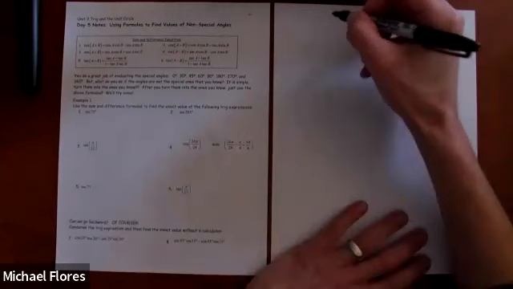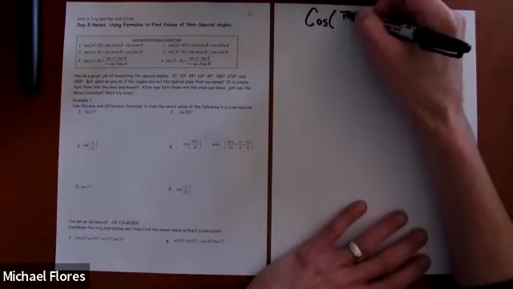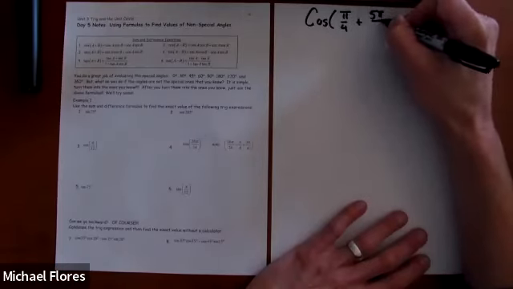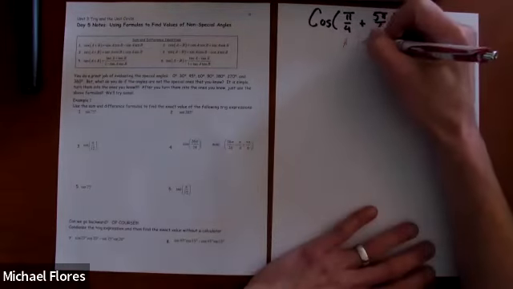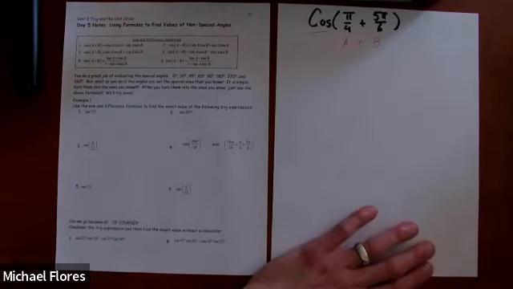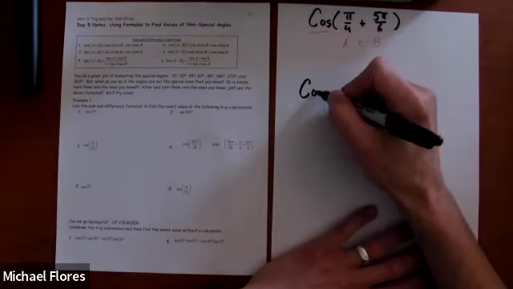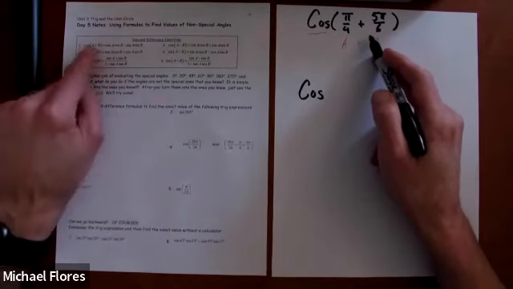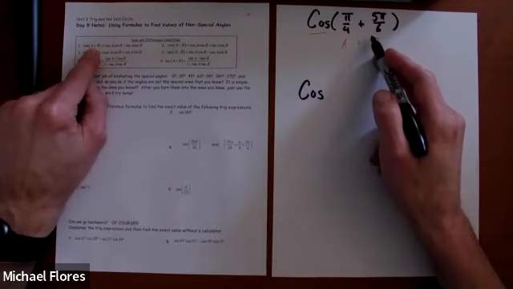All right, so for 4, we are doing this time cosine of pi over 4 plus 5 pi over 6. Here we have A plus B. Notice this time it starts with the word cosine. So we're either going to be using formula 1 or formula 2. They are adding these two fractions together, so we will be using the addition identity. So we're using formula number 1.